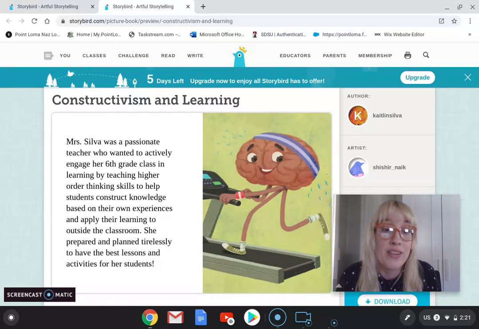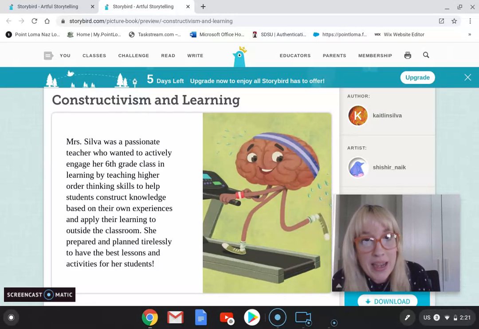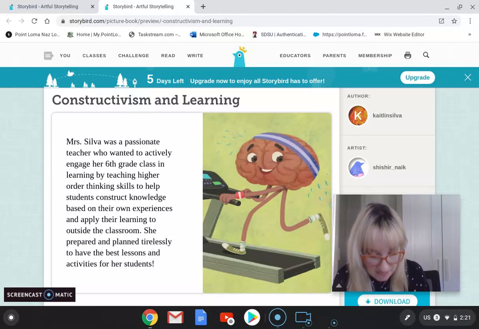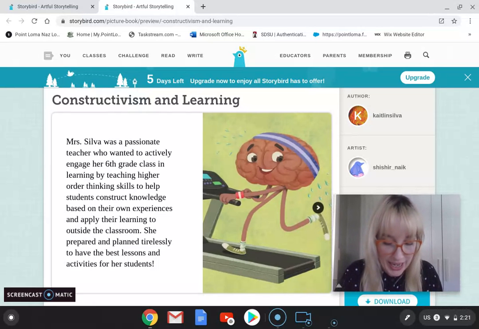And in the story, she has her day planned with many interactive teaching strategies that create meaningful context for the students to construct knowledge based on their experiences. So she's really wanting to actively engage her students in learning, because she believes that by learning, you create meaning through experience.